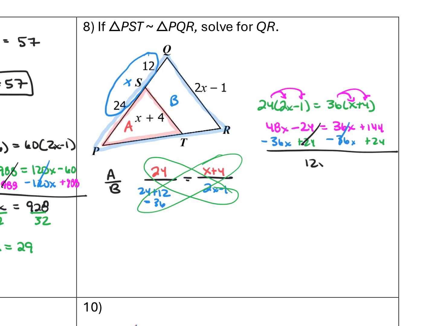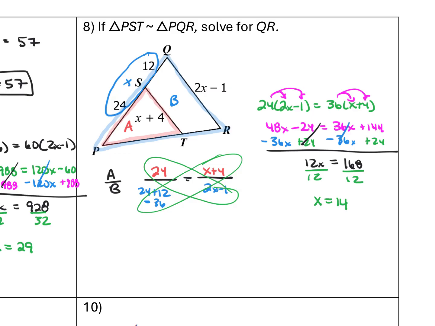So now I've got 12x, because 48 minus 36 is 12. And then 144 plus 24 gives me 168. And I got to get x by itself, so I'm going to divide out that 12. So 168 divided by 12 gives me 14.